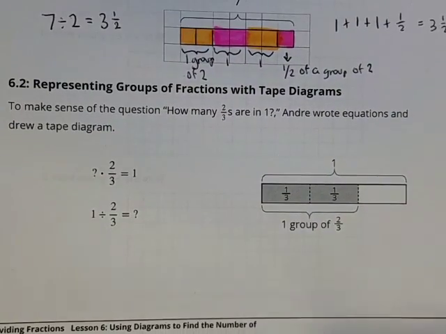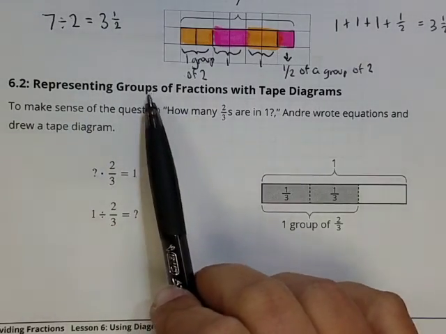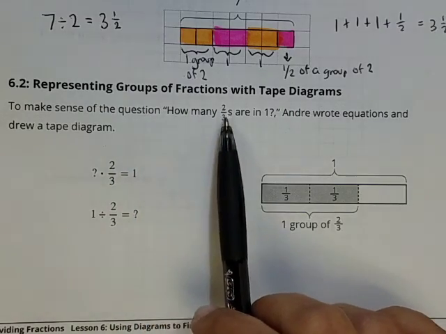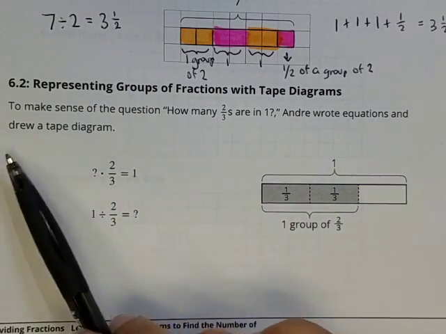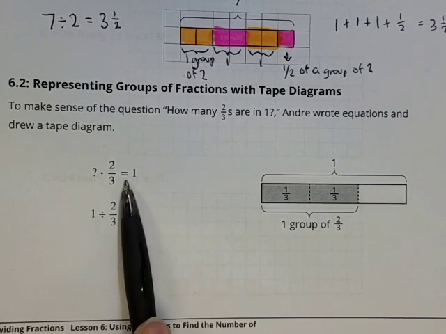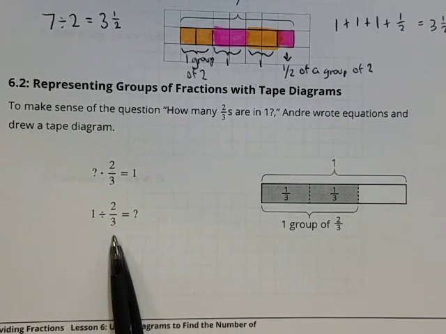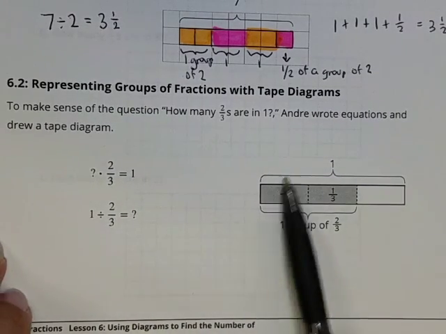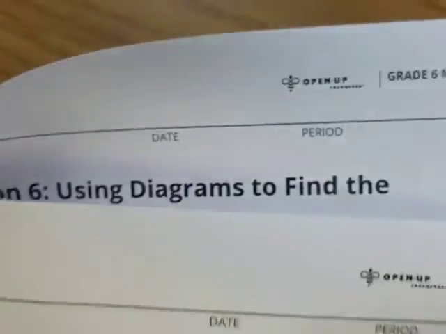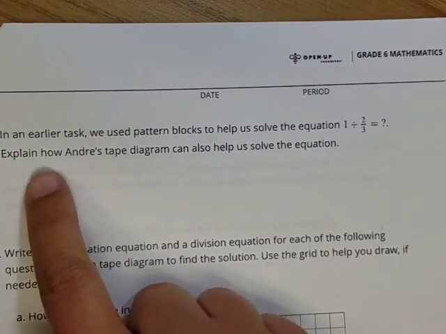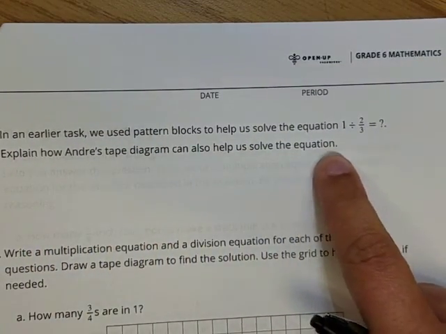Let's move on. 6.2, represent groups of fractions with tape diagrams. To make sense of the question, how many 2/3 are in 1, Andre wrote the equations and drew a tape diagram. So he said, what times 2/3 is 1? And 1 divided by 2/3 is what? And then here's his picture. So then what they ask here is, how did Andre's tape diagram also help us solve the equation?